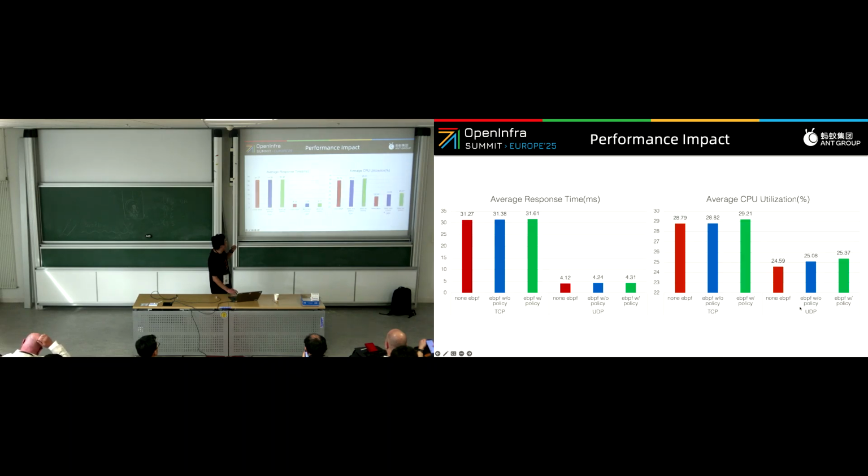The UDP case is impacted a bit more than the TCP connection. Here we can see that it increased from 24.49 to 25.37. And from here we can see that our eBPF and policy will hardly impact our programs.